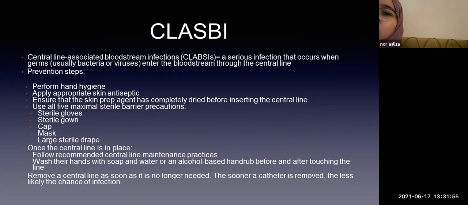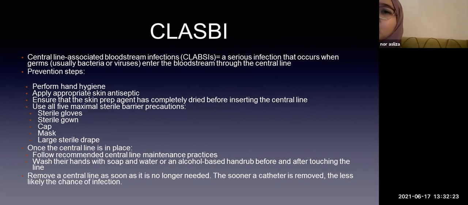Okay, once the central line is in place, follow the recommended central line maintenance practices like I've mentioned. Wash the patient's and also the caretaker's hands with soap and water or an alcohol-based hand rub before and after touching the line, and remove a central line as soon as it is no longer needed. The sooner the catheter is removed, the less likely the chance of infection.